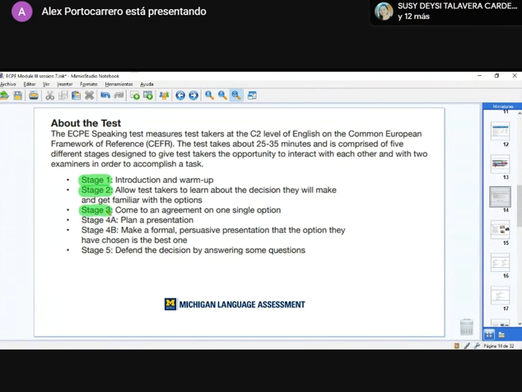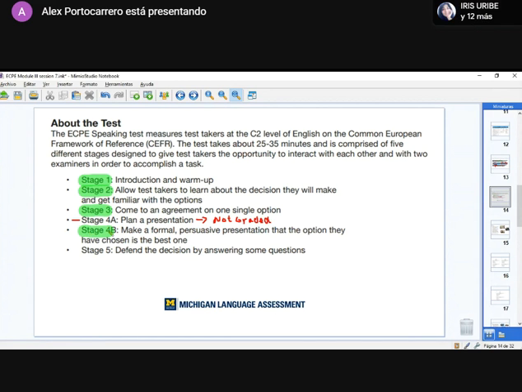Stage 3 is coming to an agreement on one single option to present to the examiner, who is going to play the role of a higher executive or something like that. You will have to give your people a few minutes to plan the presentation, maybe 3 or 4 minutes, because there's going to be 3 people, so they decide who is going to speak first and what each person is going to talk about, right? This is not graded, as we saw on the video. This planning is not graded. So here, it doesn't really matter how they're doing. You're not going to pay attention to this, but you give them a few minutes.